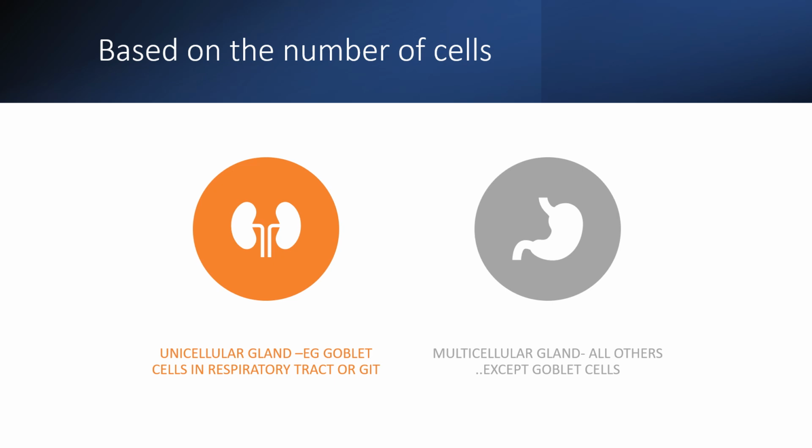Now coming to the classification based on the number of cells. They can be unicellular glands like goblet cells or multicellular. All other glands excepting the goblet cells are falling into the category of multicellular glands. The unicellular glands, that is the goblet cells, they are present in the GIT as well as in the respiratory tract.